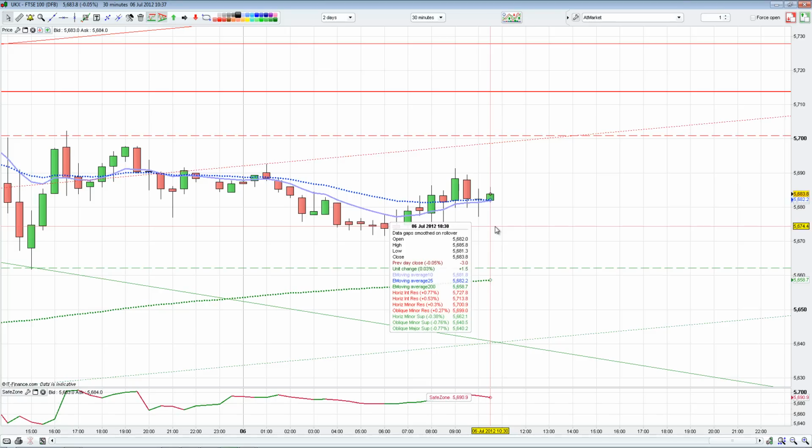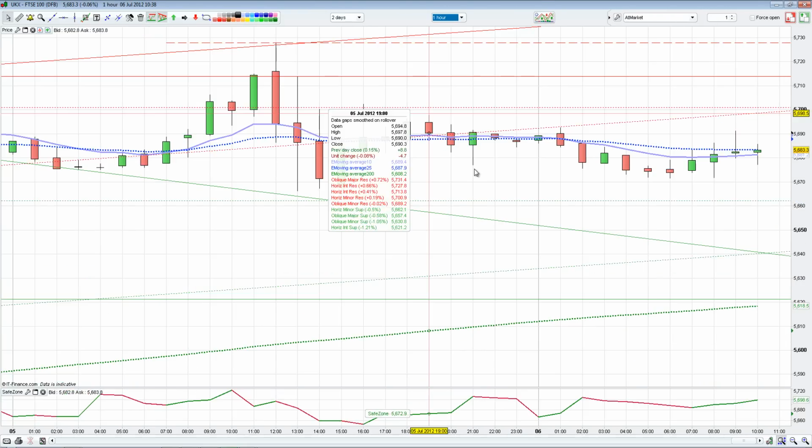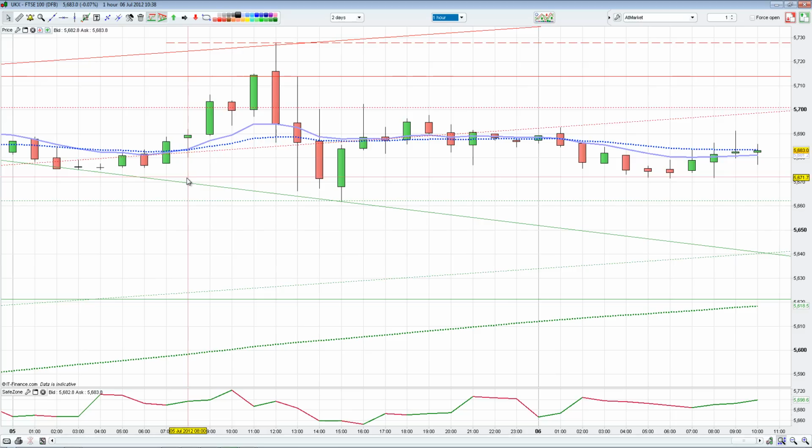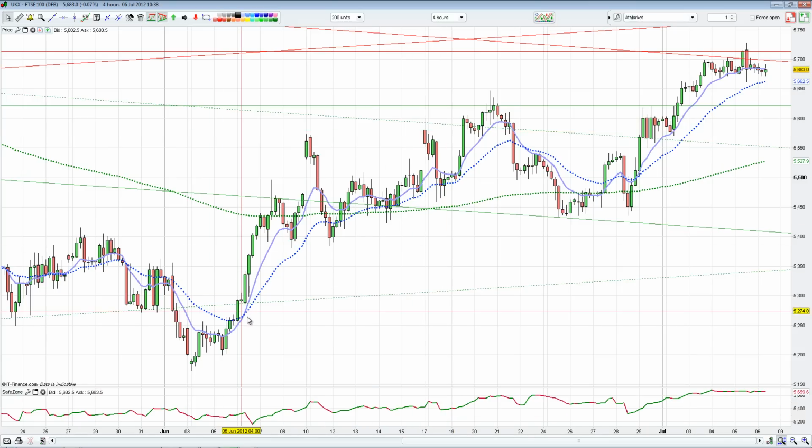Now I use this on the 30-minute time frame. It does work on some of the longer time frames. So for example, if I go to an hourly chart here, obviously there's not as many crosses, but they can be better and easier to trade when they do occur. Likewise, if we go to the 4-hour time frame, you can see here some quite clear trading alerts and signals.